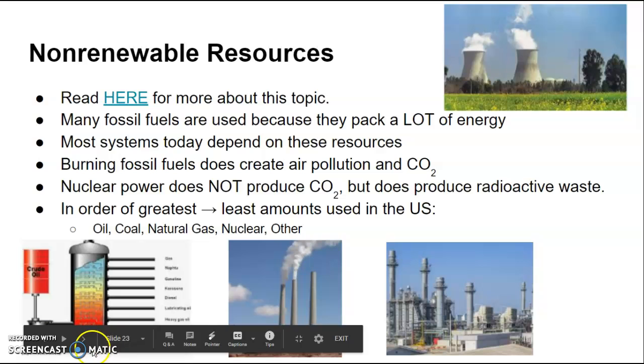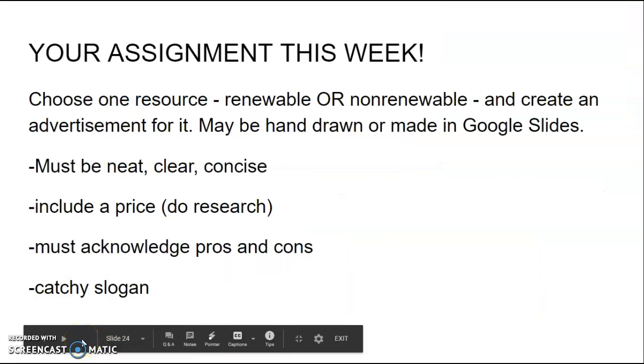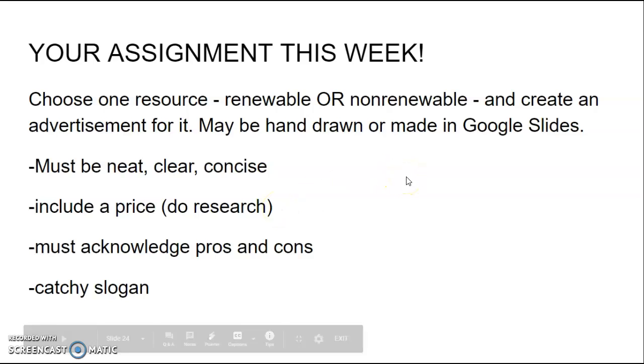Okay, moving on. So your assignment this week is to choose one of those resources. Please, please, please go back and read more about them. So choose one, renewable or non-renewable, and create an advertisement for it. It may be hand-drawn or made in Google Slides. There will be more info in Google Classroom, but it must be neat, clear, and concise. I also want some images. Include a price. You'll need to do some research on that. You must acknowledge your pros and cons.